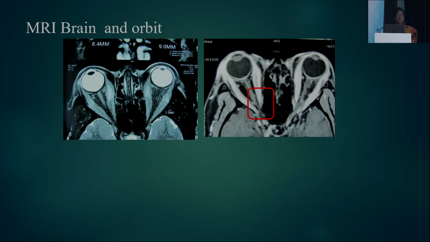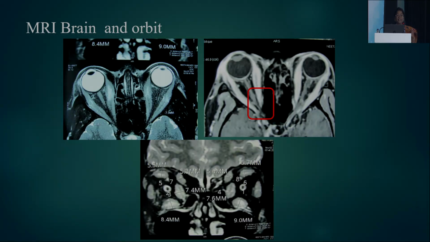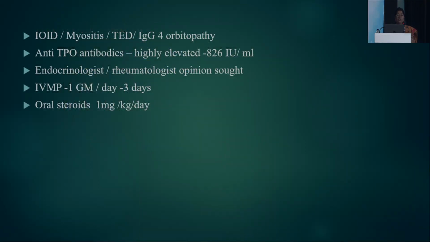So you see significant thickening of the extraocular muscles, but it is not sparing the tendon like what you expect in a thyroid. It's also extending to the orbital apex. So you see orbital apex crowding, that's a bilateral compression, and grossly thickened extraocular muscles. So the working diagnoses for us were IOID, myositis, TED, IgG4 disease. Her anti-TPO was slightly elevated.